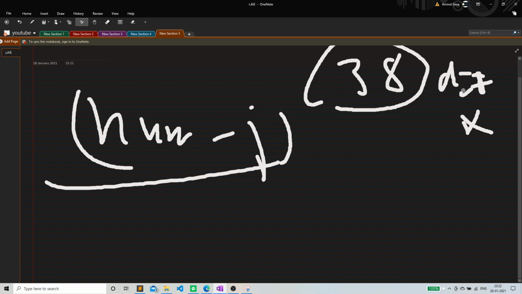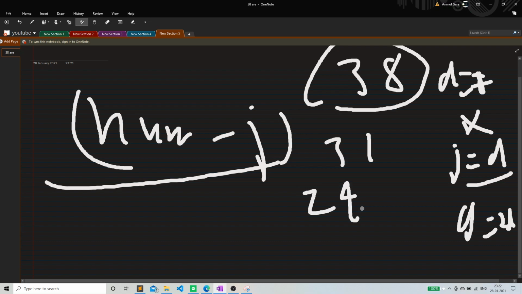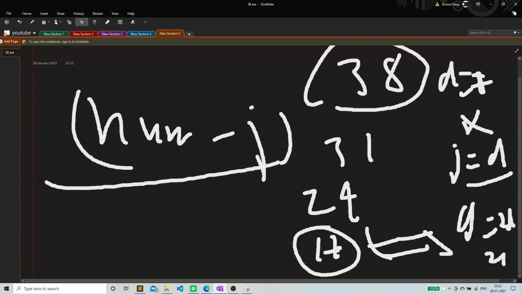Now I'll make a variable j and initialize it with d, so j is equal to 7. Now I'll check whether 38 minus j, which is 31, is a lucky number. No, it's not. Now I'll continue this process. j will become 2d, so I check 38 minus 14, which is 24. Is it lucky? No. Similarly 21, so this will become 17. Now 17 is a lucky number, so I'll simply print yes and break from the loop.